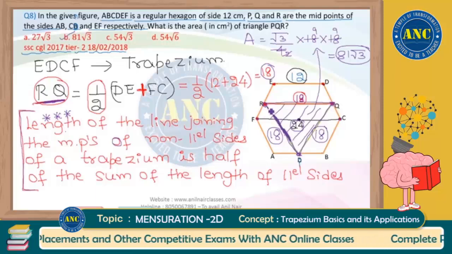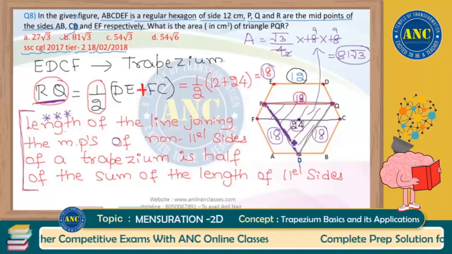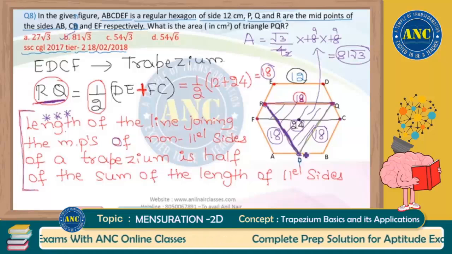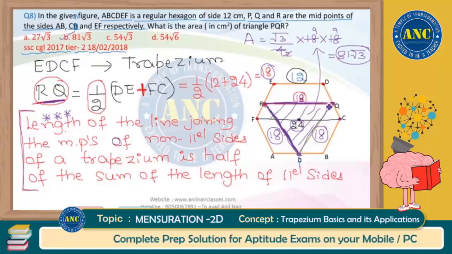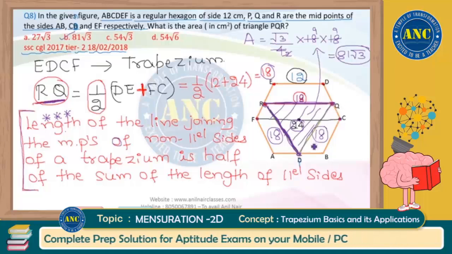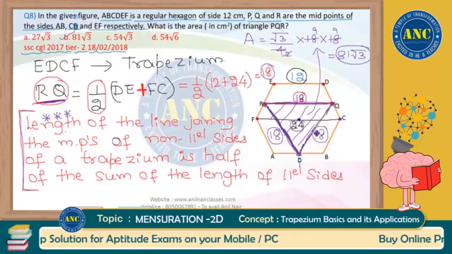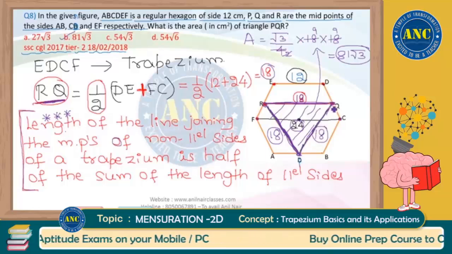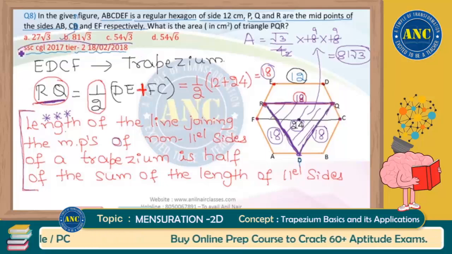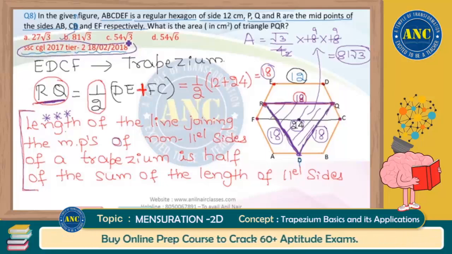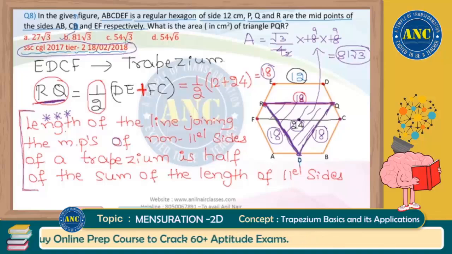Area of an equilateral triangle is root 3 by 4 into 18 square, which is nothing but 81 root 3 centimeter square, which is nothing but, in my given options, option B. I hope this question is very very clear. Original question which had come in SSC CGL tier 2. I hope this is clear for you people, sir.